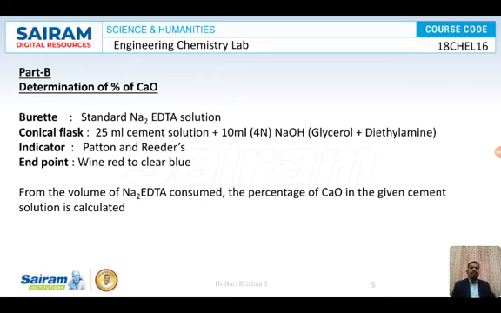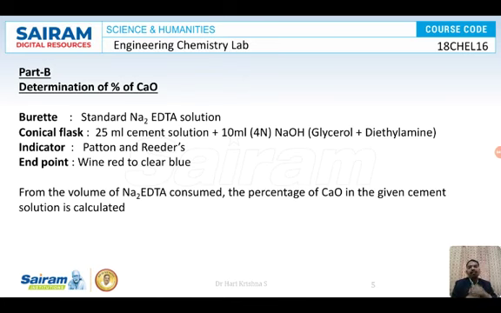In the conical flask, we take 25 ml of cement solution. Then we add 10 ml of 4 normal NaOH, which is a mixture with glycerol and diethylamine. NaOH serves two purposes: it acts as a buffer, and the main reason for adding it is that it masks the magnesium ion. The filtrate contains both calcium and magnesium ions, so in order to prevent the magnesium ion from interfering in the reaction, we add sodium hydroxide. When you add sodium hydroxide, it will react.